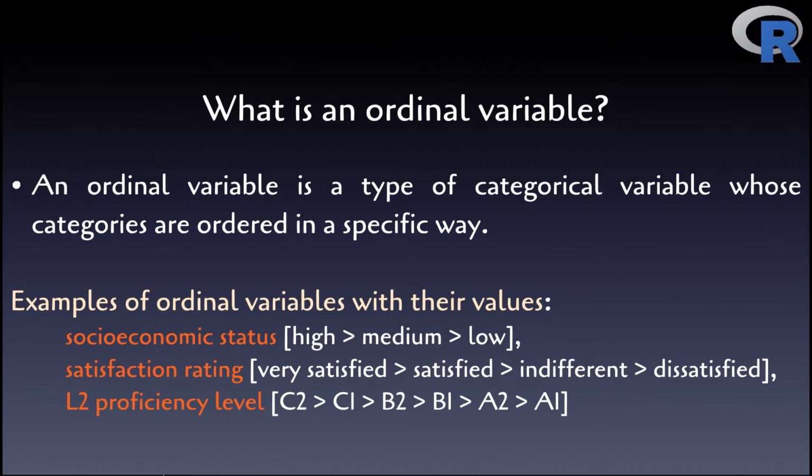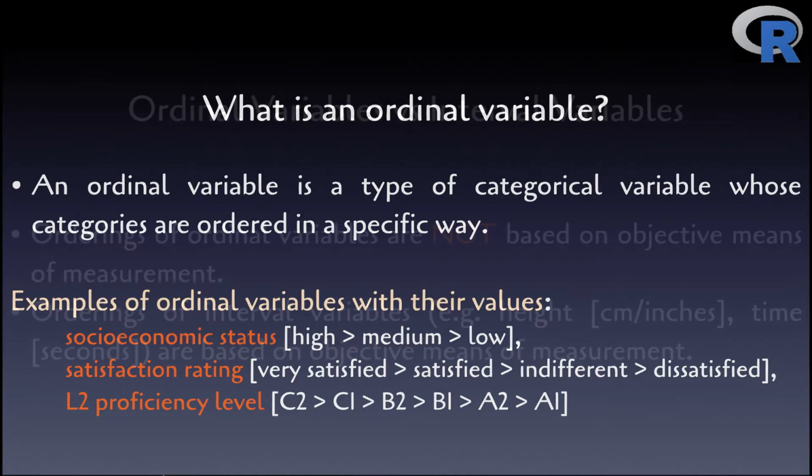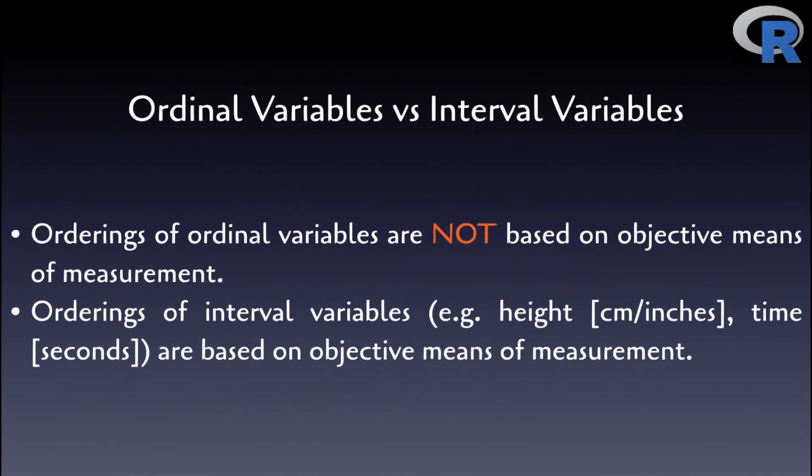Lastly, a well-known ranking to language professionals that can be encoded as an ordinal variable is the proficiency level of second language learners, ranging from C2 to A1 for very advanced to beginner learners respectively. All these orderings are not following objective measurement criteria in the same way that happens with values of interval variables. I will spend some time on interval variables when the time is right, but for now keep in mind that many common numeric variables are interval variables.